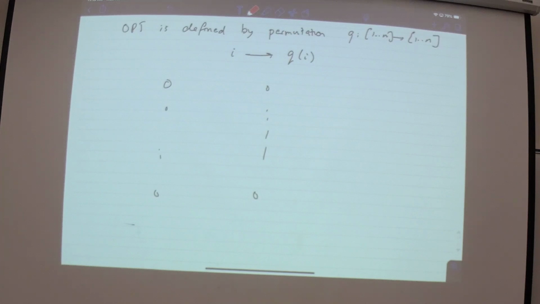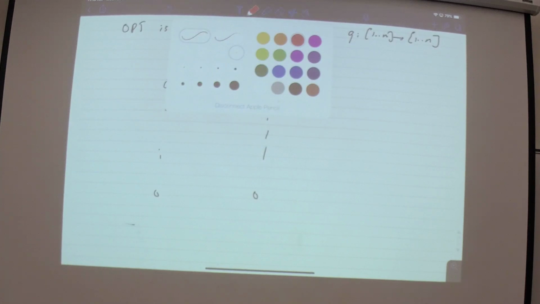Maybe I should do it in red because we're Utah. Well, no, we're blue and we white. Never mind. I just confused myself.